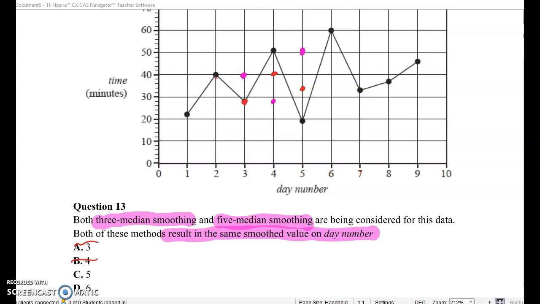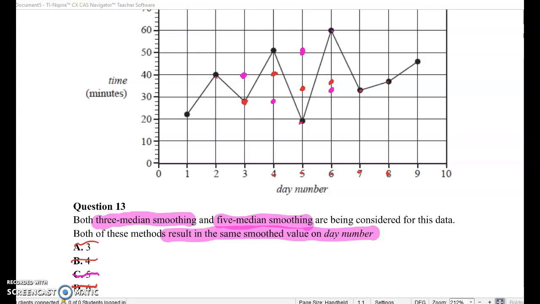So day 6, 3 median smoothing, centering at day 6, 1, 2, 3. So we have it here. And our 5 median, so we get from 4, 5, 6, 7, 8. So 1, 2, 3. So that's very close there, just be careful.